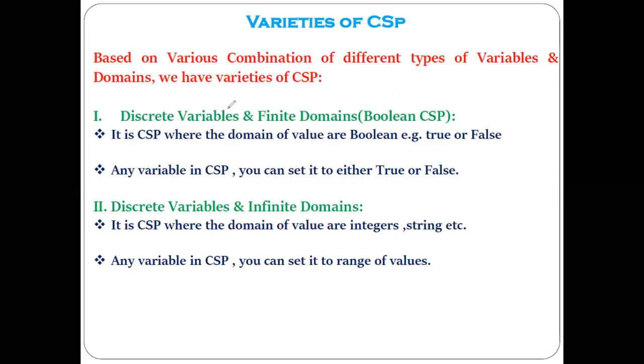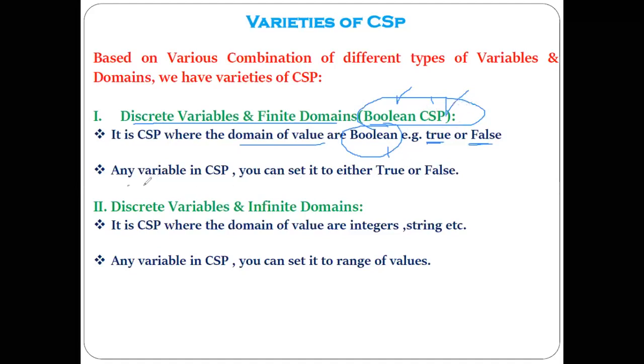Based on that, the first variety of CSP, constraint satisfaction problem, is the discrete variable with a finite domain. This is also called the Boolean CSP. Why is it called the Boolean CSP? Because the values of the domain that we are going to utilize are Boolean, in the sense true or false. That is the reason the first type of constraint satisfaction problem, discrete variables with a finite domain, is referred to as a Boolean CSP.